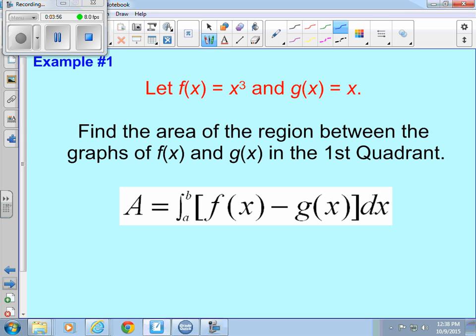I want the area of the region between the graph of f and g in the first quadrant. What's the first thing, even if this is a by hand problem, that I'm going to have to think about? Where they intersect and what the graph looks like, because I need to know which one's the bottom one and which one's the top one, right? So whether I have a calculator or not, I've got to know that to be able to work this problem. Sometimes that's the hardest part.